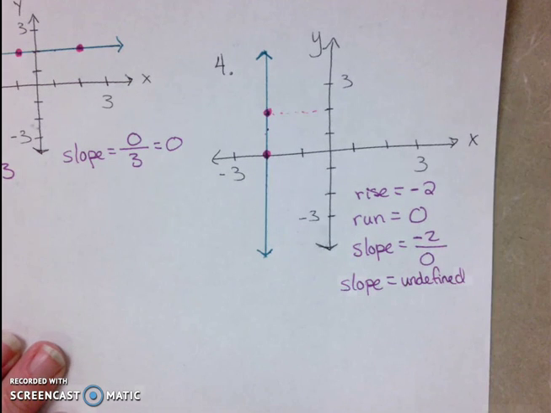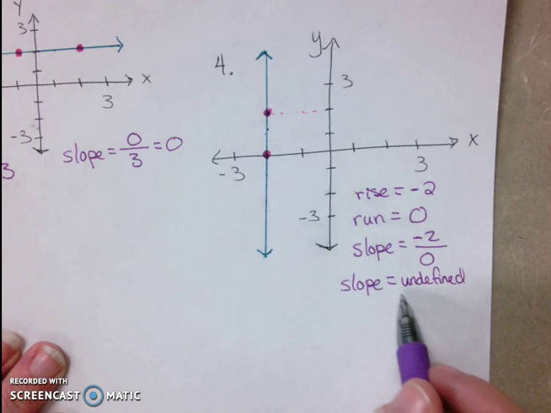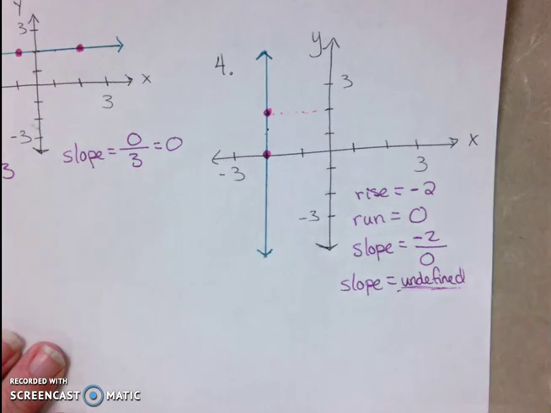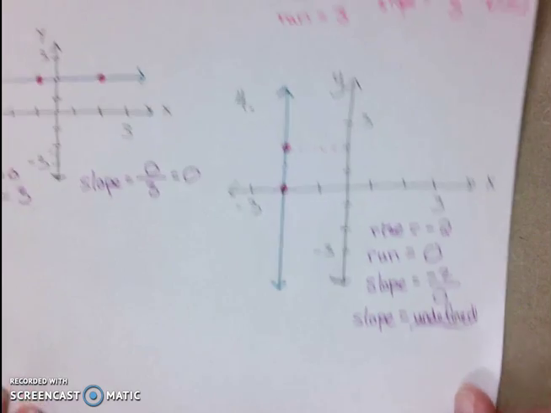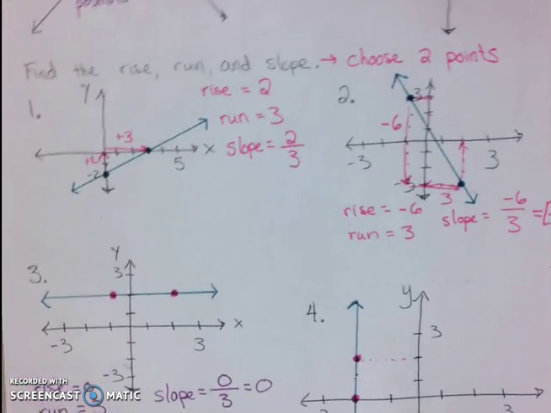Since you cannot divide by 0, there is no slope, we say the word undefined. So all vertical lines have a slope of undefined. And now it's been shown mathematically, even the calculator agrees with me. So there's examples of how you find slope from a graph.